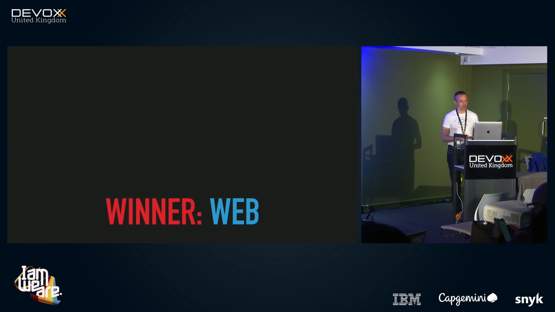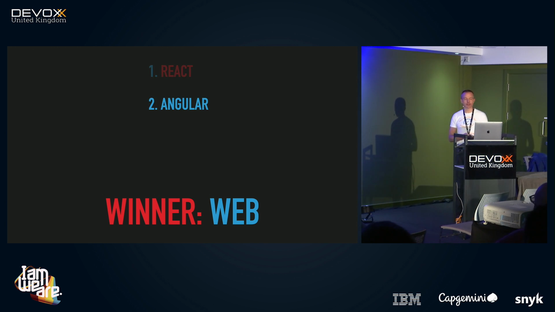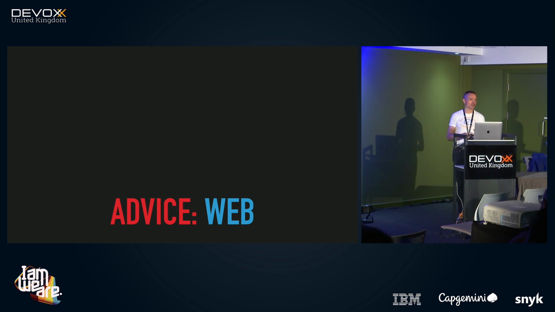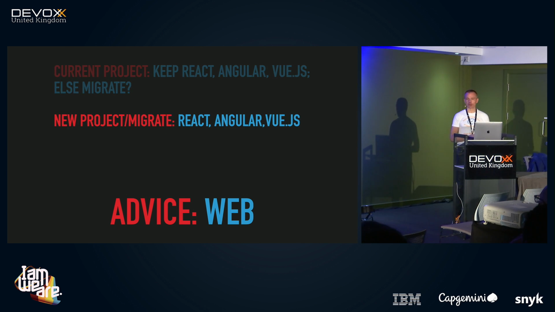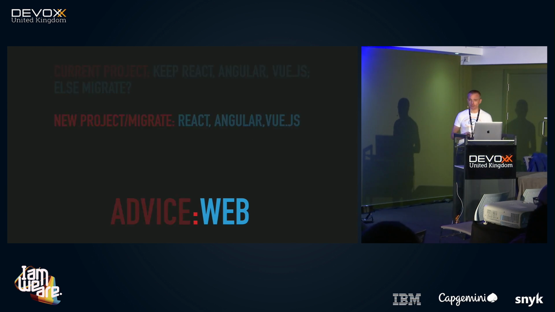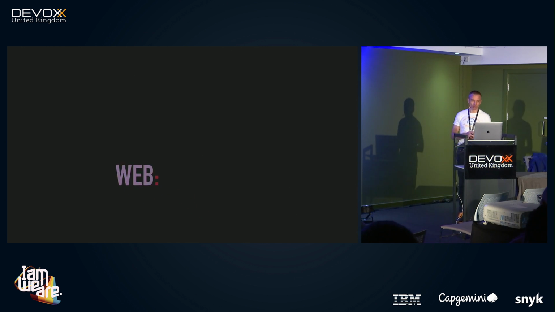Now, if we sum it all up, then we say, hey, the winner on the web is React, Angular is second, and Vue.js is third. So what's my advice here? My advice is that if you use any of these three technologies, React, Angular, Vue, keep it on your current project. Otherwise, you could think about migration. Now, migration rarely ever makes business sense. But in the case that you do migrate or you start a new project, I would recommend that you start with React first, then Angular, and then Vue. This concludes the web part.